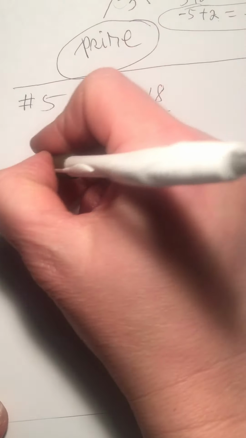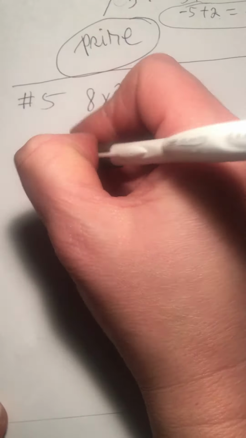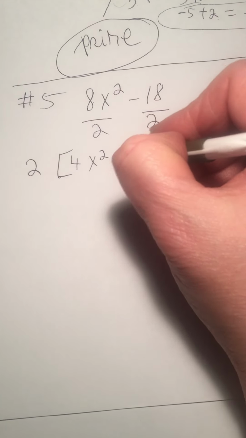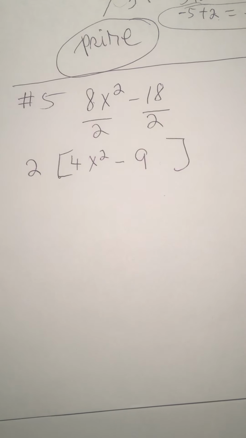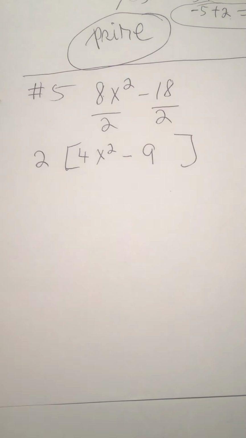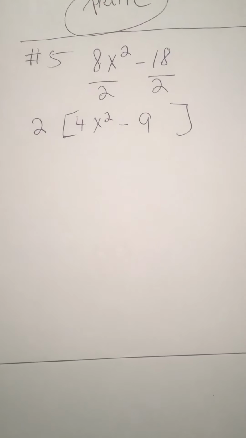So let's divide it out, put it on the outside. This will be our new equation. 8 divided by 2 is 4x squared, and negative 18 divided by 2 is negative 9. Okay, there's a couple ways to do this. I'll show you 3 ways. This way you know how to do this problem. Whatever way works for you, that way you could pick.